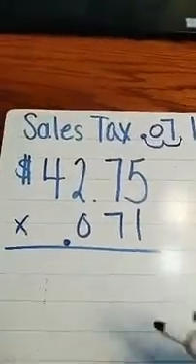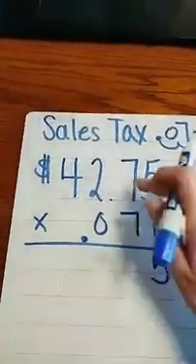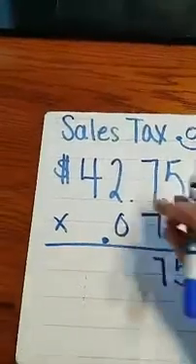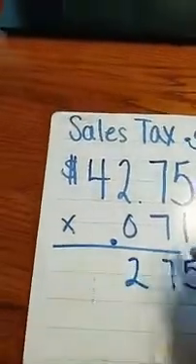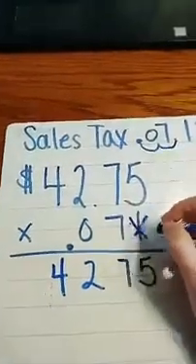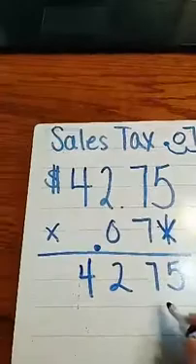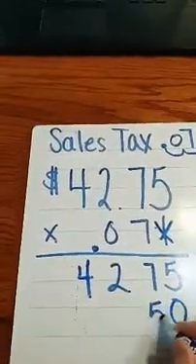Now we multiply. 5 times 1 is 5. 1 times 7, 7. 1 times 2, 2. 1 times 4, 4. That row was easy. We're done with the 1. Now we have to do our 7s. 7 times 5, 35.